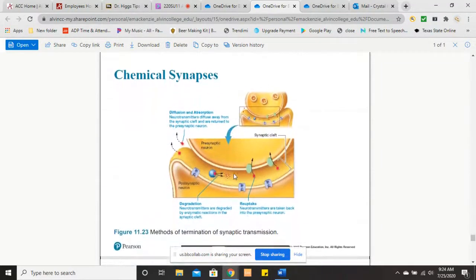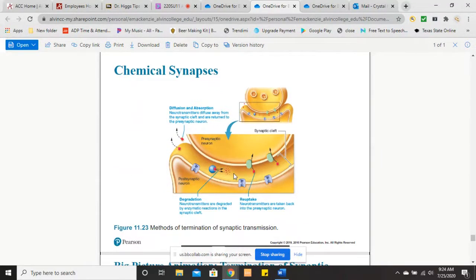That is reuptake. We see all 3 here. You can have your neurotransmitter literally leave the synapse. It just happens to diffuse away, going from an area of high concentration to low. That's diffusion. It left the synapse. You could break it down with an enzyme. That's degradation. Or you could have the neuron that released it take it back up, suck it back up, reabsorb it. That is reuptake. No matter what, they all help you to get rid of the neurotransmitter in the synapse so you stop sending your signal.